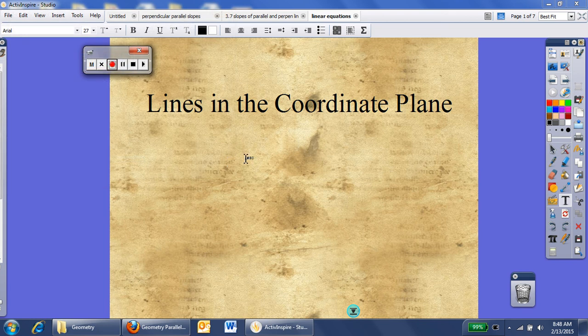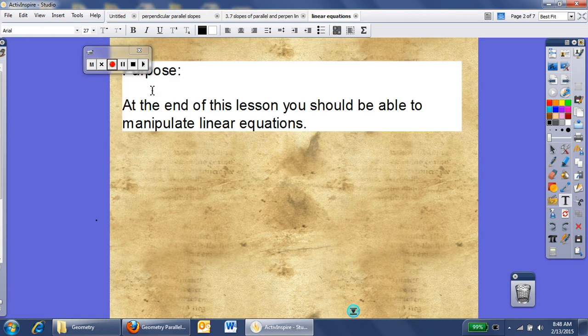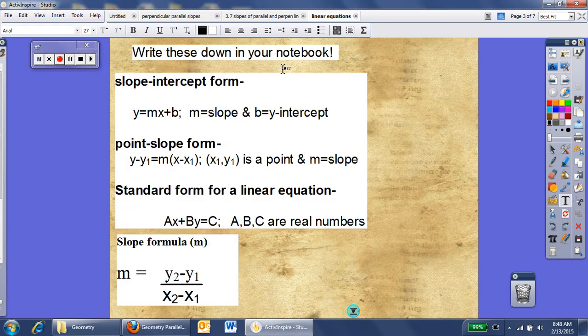Hi students, today we'll be talking about lines in the coordinate plane. The purpose of this lesson is that you should be able to manipulate linear equations and put them in the correct form. Take a minute, pause your screen, and write down each of these different forms of lines. We have slope-intercept form, point-slope form, and the standard form.